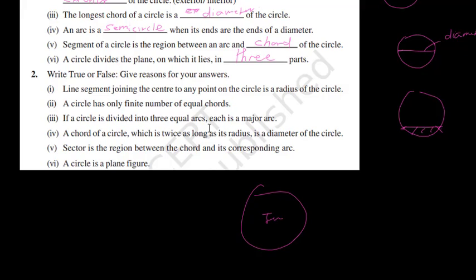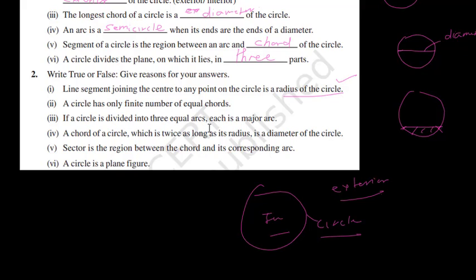Now the second question is a true false type question. We have to give reason also. Line segment joining the center to any point on the circle is radius of the circle. So this statement is true.